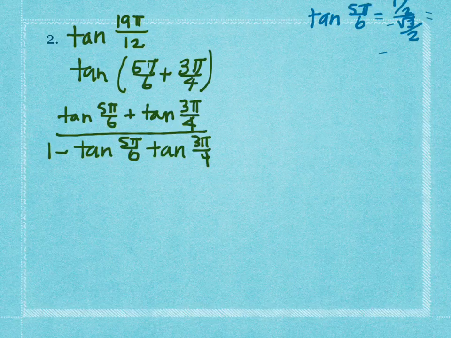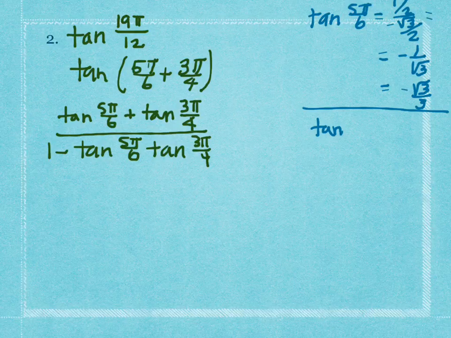So we get negative square root 3 over 3. Now, in terms of working within the problem itself, it may not be helpful to actually have the rationalized form. So we'll look at that in a minute too. But before we get there, let's do tangent of 3 pi over 4.